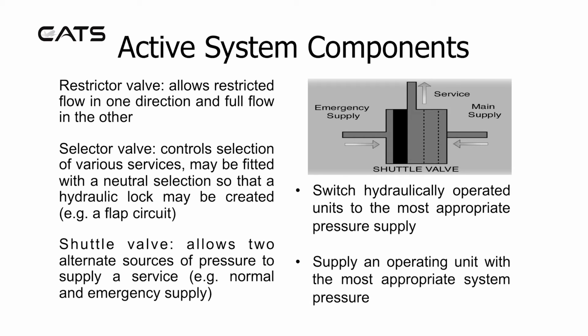Restrictor valve. Allows restricted flow in one direction and full flow in the other. Selector valve controls selection of various services, may be fitted with a neutral selection so that a hydraulic lock may be created, for example a flap circuit. Shuttle valve allows 2 alternate sources of pressure to supply a service, for example normal and emergency supply. Shuttle valves switch hydraulically operated units to the most appropriate pressure supply. They supply an operating unit with the most appropriate system pressure.